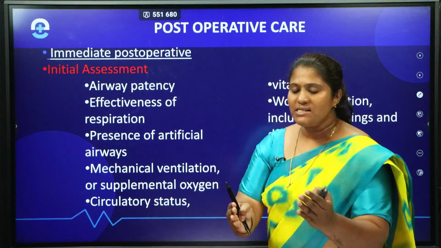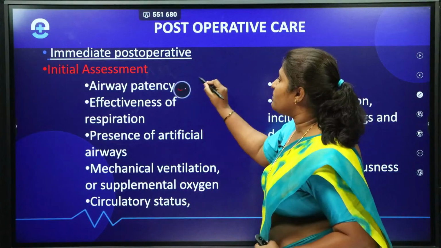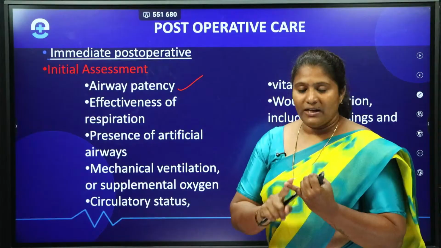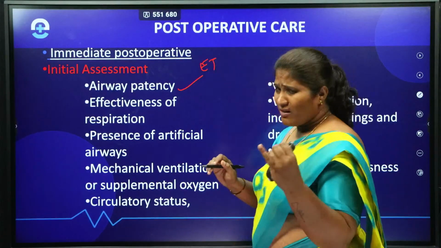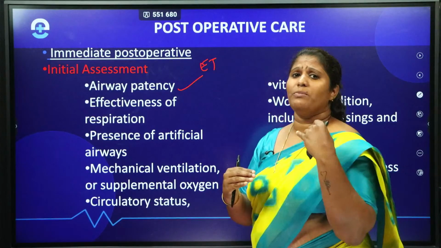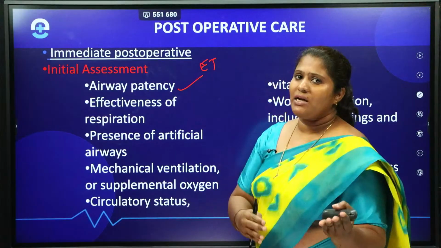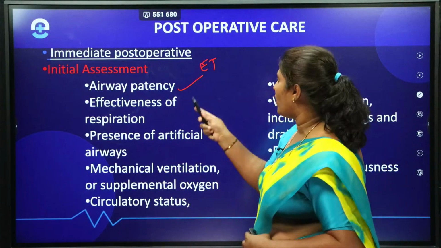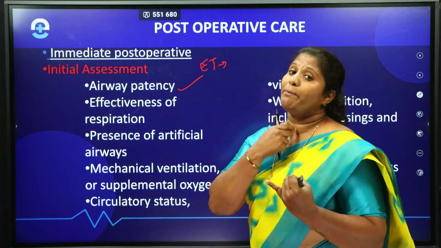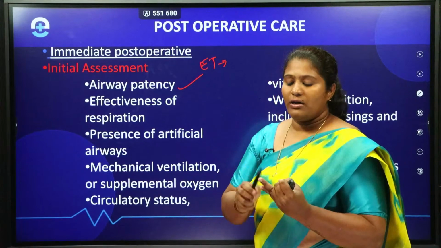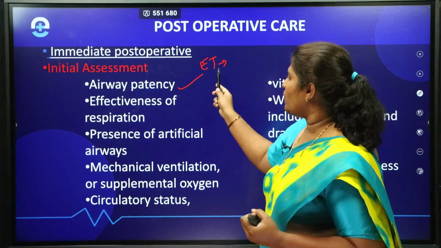Once the patient has come from the recovery room to the postoperative ward, first we need to see the airway patency, whether the patient has an ET tube. We need to check it out. After the patient regains consciousness in the recovery room, the patient is immediately shifted to the postoperative ward. So we need to check the ET tube, whether the patient has proper patency of airway, and whether the connections and lines are placed in a proper way. You need to check all this.